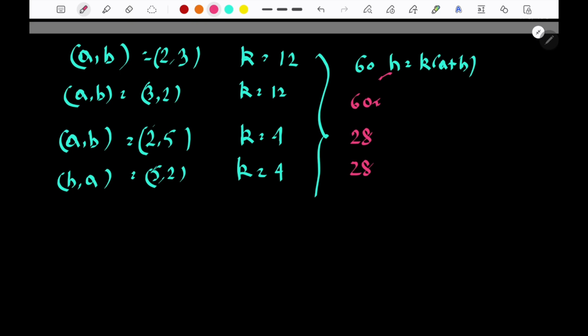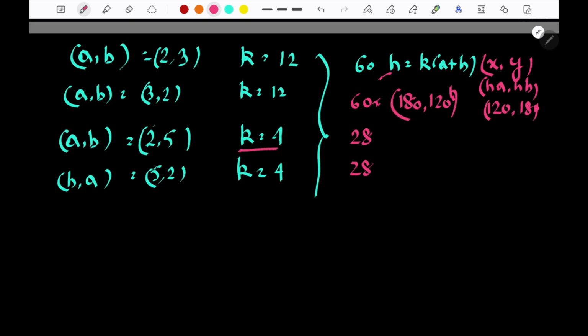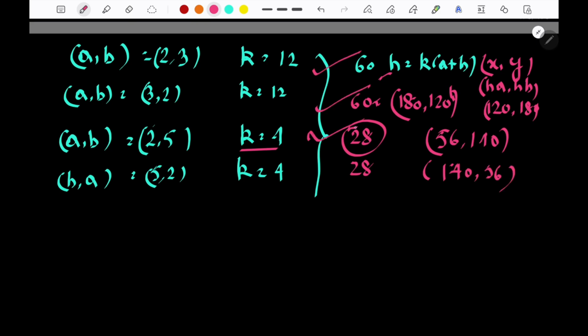So basically (x, y) was (Ha, Hb). So the first pair becomes (120, 180), the second pair becomes (180, 120). Again the third pair, k is equal to 4, so we have got h as 28. So x, y are 28 into 2 and 28 into 5: 56 comma 140 or 140 comma 56. Amazing. These four cases shall be taken care of, and there are total 4 ordered pairs.